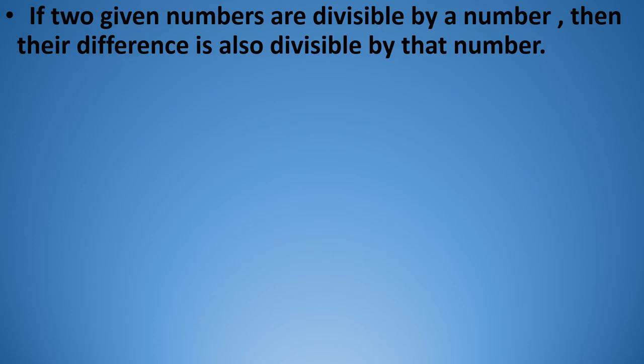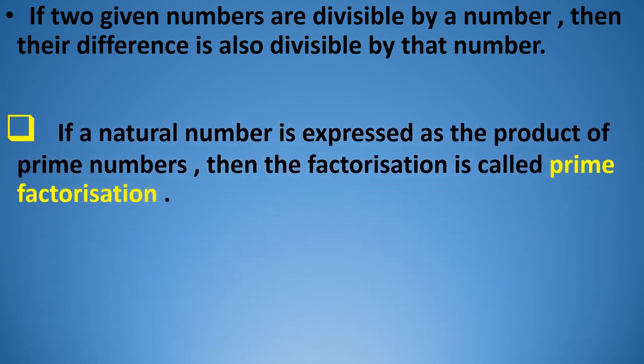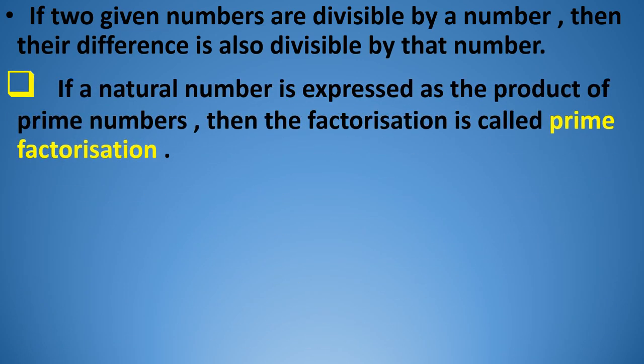After that, we have done prime factorization. What is prime factorization? If a natural number is expressed as the product of prime numbers, then the factorization is called prime factorization. Suppose we are writing factors of 12 and we have written 4 times 6 is 12. Then 4 and 6 are not prime numbers, so this is not called prime factorization.